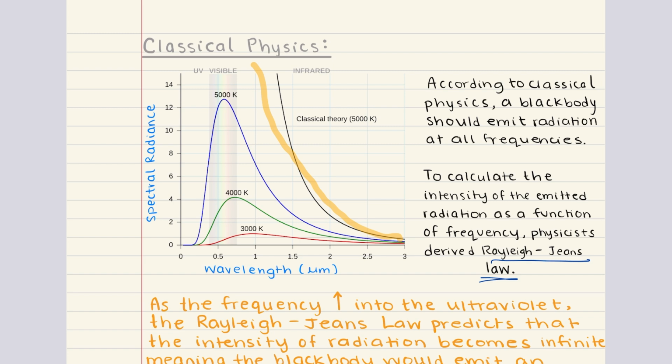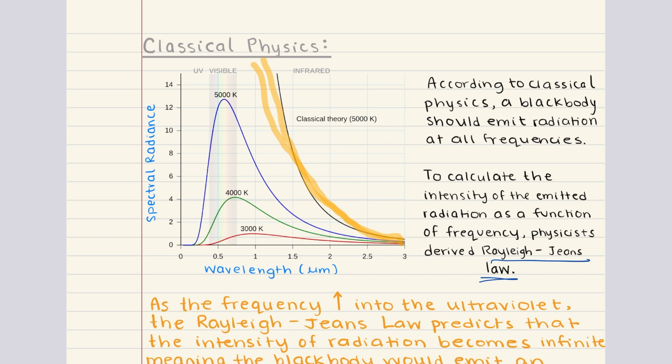As the frequency increases into the ultraviolet region, the Rayleigh-Jeans law predicted that the intensity of emitted radiation would become infinite. In other words, the black body would emit an unlimited amount of energy at high frequencies, which is physically not possible. And this inconsistency became known as the ultraviolet catastrophe.